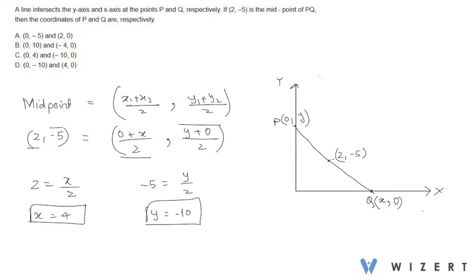So the coordinates of P and Q are P is (0, -10) and Q is (4, 0). So let's see, the answer is option D, (0, -10) and (4, 0). Answer is option D.